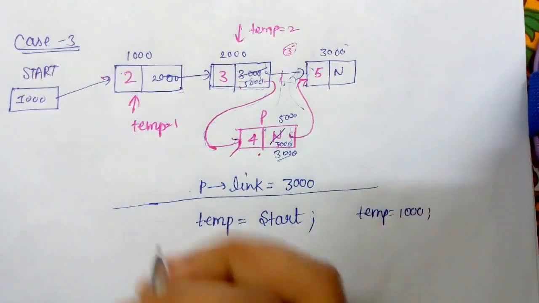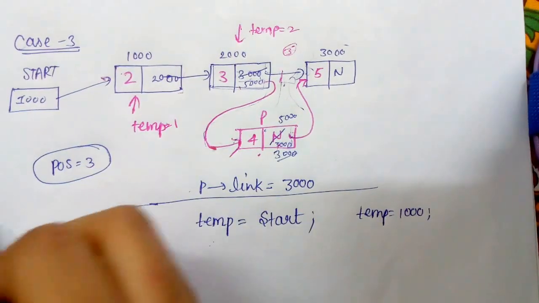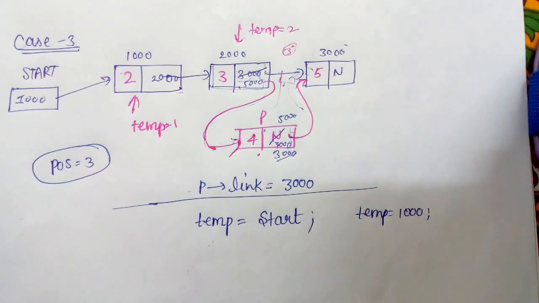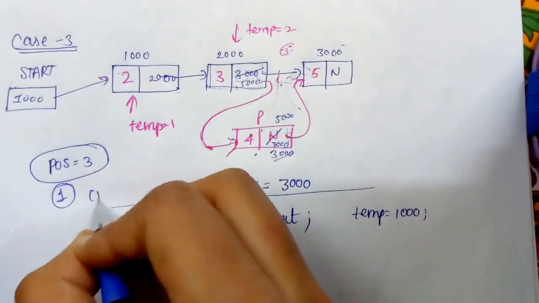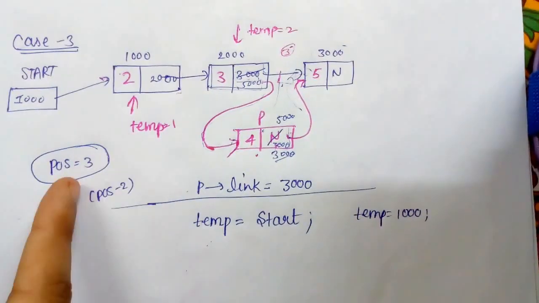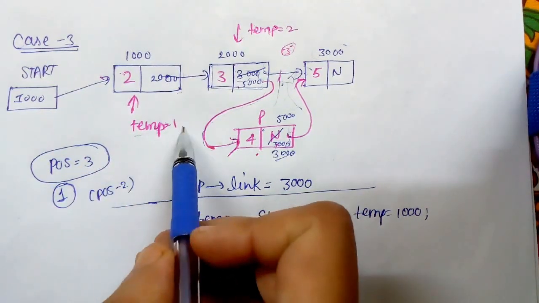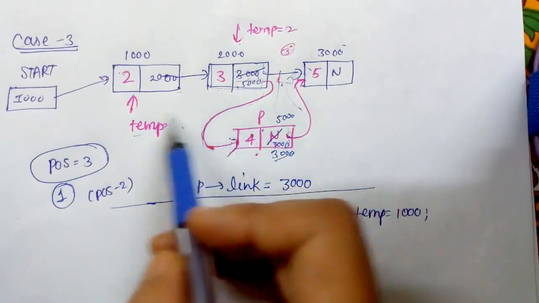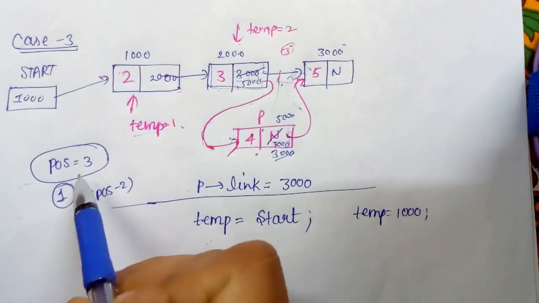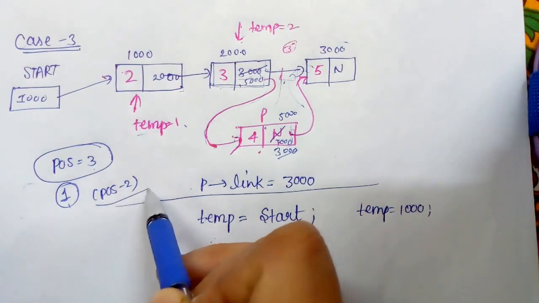Now by this example you can see that the position value is 3. If the position value is 3, I want my loop to execute only one time, that is position minus 2 times. Because right now temp is pointing here and I want my temp to point at the second node. So for position number 3, I will execute my loop only one time, that is position minus 2.